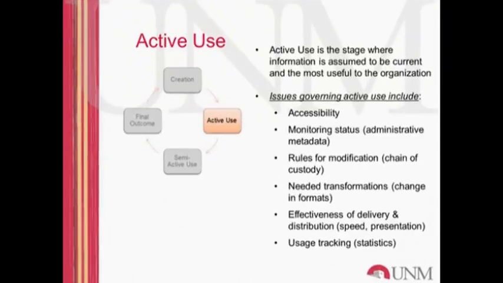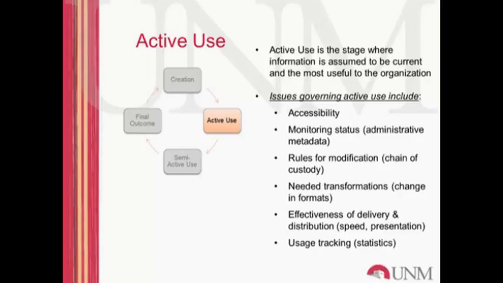Active use assumes that the information that was created in the previous stage has been formatted and distributed to an audience of users who will find it valuable. So there's a lot that's implied in the shifting from creation to active use. And here are some of the issues that need to be dealt with during an information object's active use.